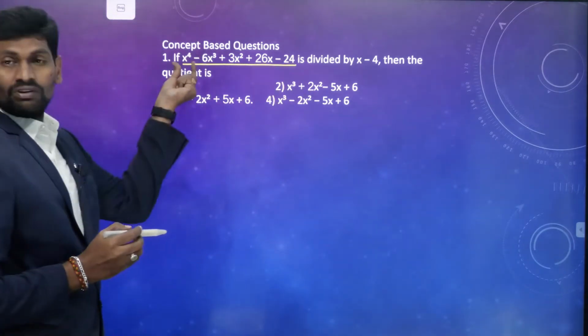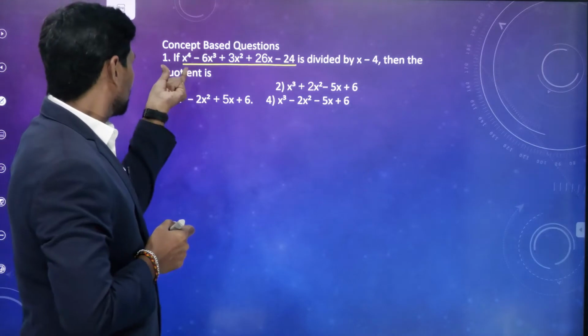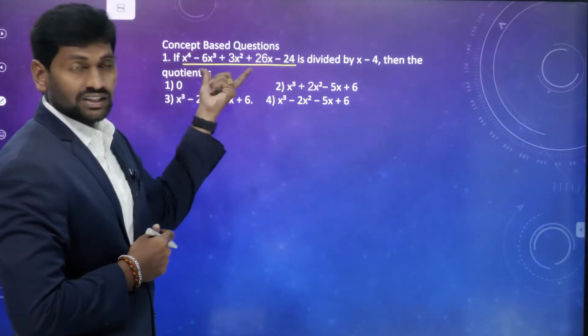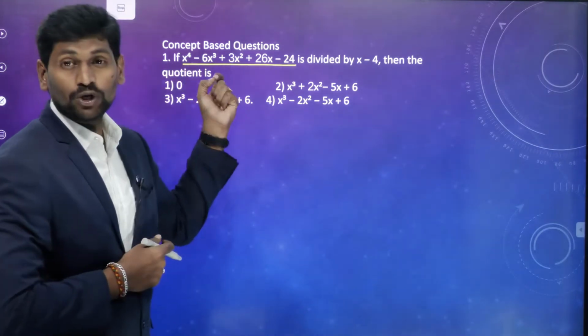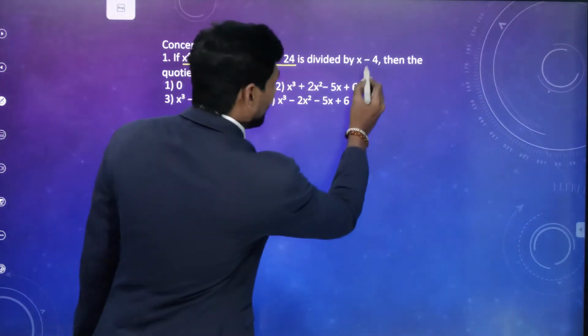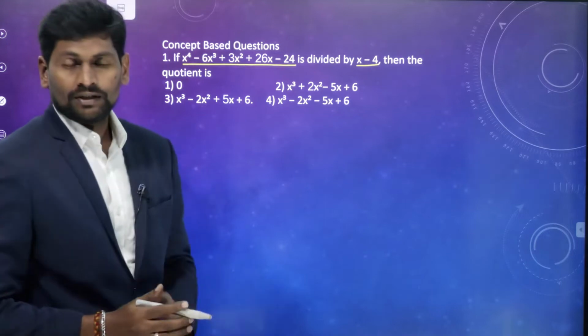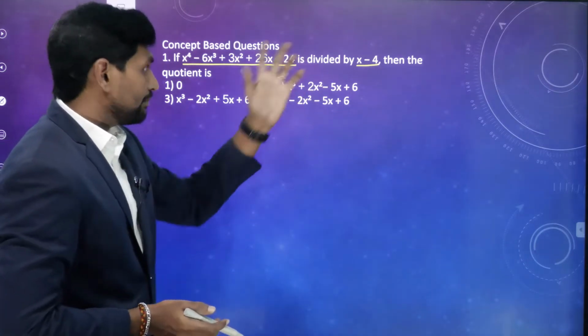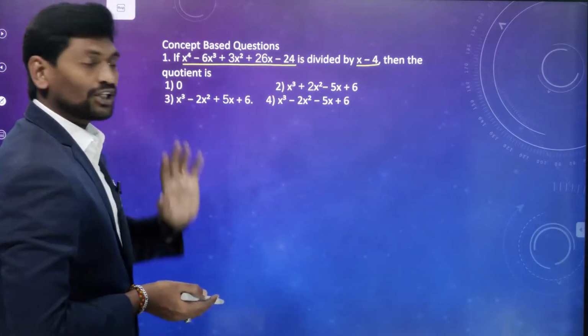Here, x power 4 is the highest degree. That means the degree of the polynomial is 4. This is a biquadratic polynomial, and it is divided by x minus 4. Then the quotient is.